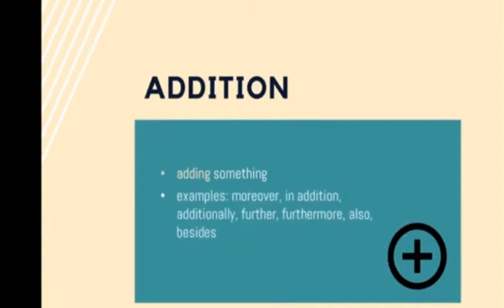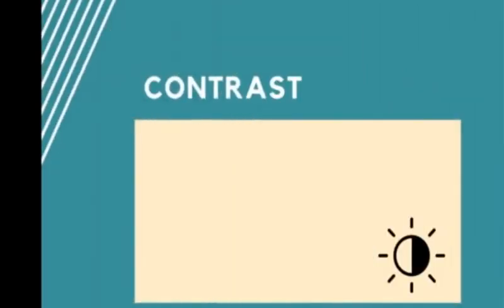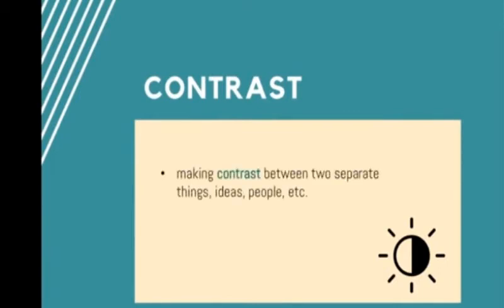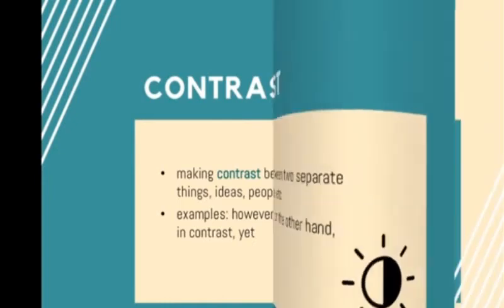Addition. The role of discourse markers under this category is to add something. Examples of discourse markers under this category are moreover, additionally, in addition, further, furthermore, also, and besides. Contrast. Discourse markers under the category contrast are used to make a contrast between two separate things: ideas, people, and the like. Examples of discourse markers under this category are however, on the other hand, in contrast, and yet.